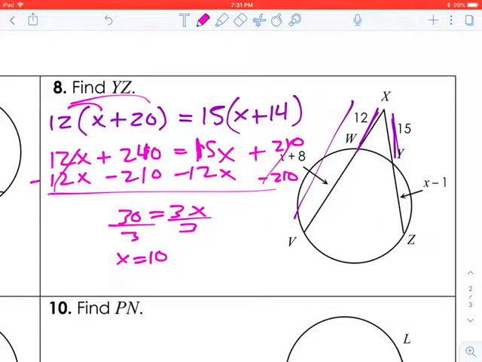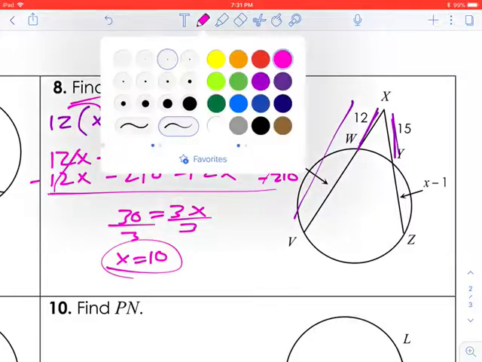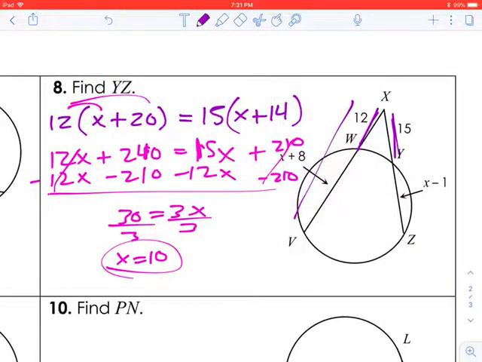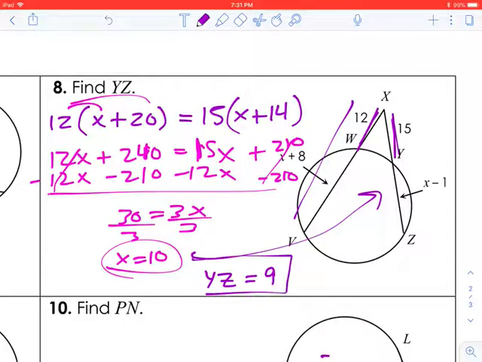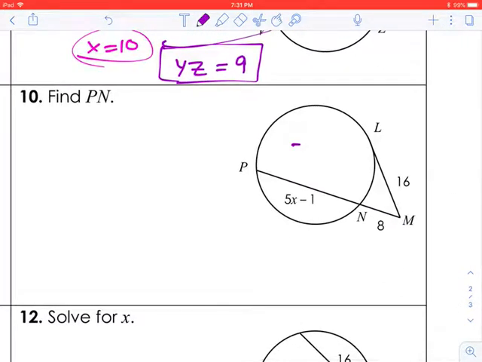And so in this case, x equals 10. But that's not exactly what I was looking for. I got to plug it back into YZ. So YZ equals 10 minus 1, which is 9. Okay. And there it is. Okay. So let's go to the next one.